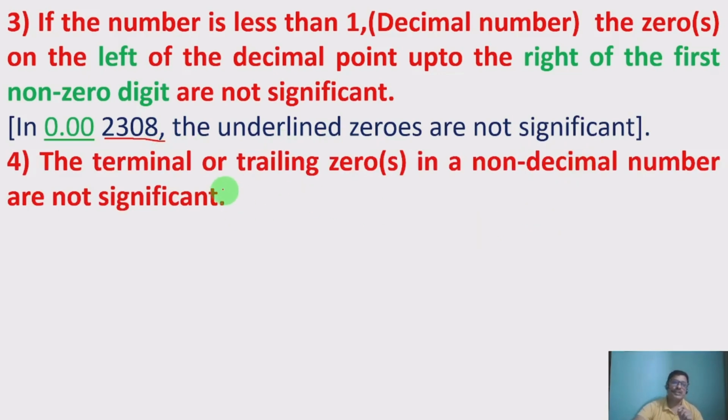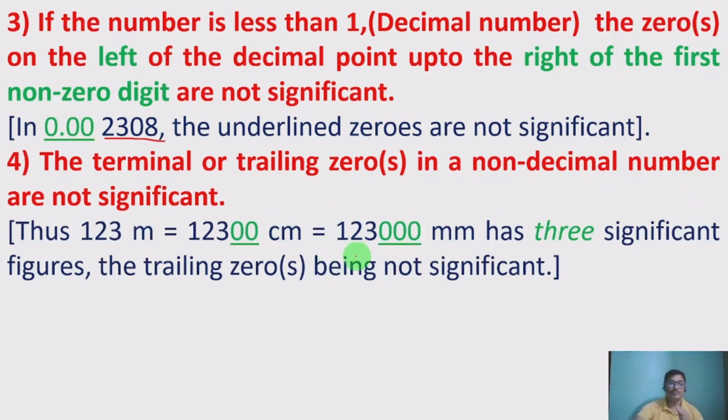Then the fourth one: the terminal or trailing zeros in a non-decimal number are not significant. Here, for example, if you take 123 meter, this can be written as 12300 centimeter or 123,000 millimeter. Here, according to the fourth rule, these are trailing zeros in a non-decimal number. It does not have any decimal point here. And that's why in a non-decimal number, trailing zeros are not significant.